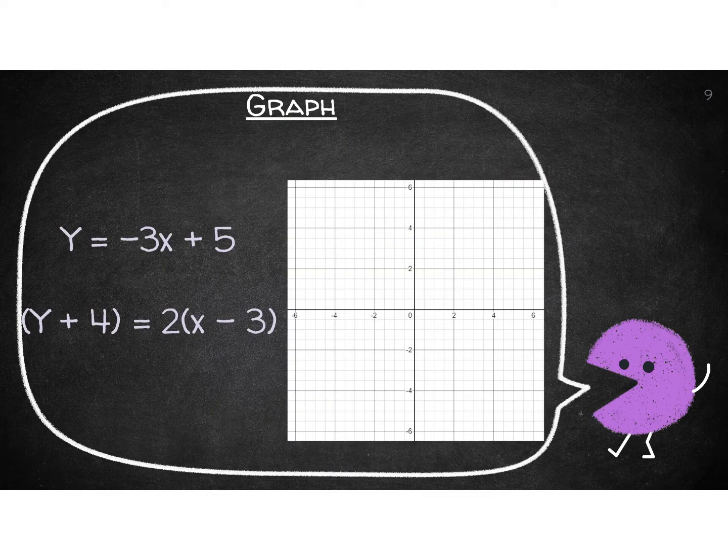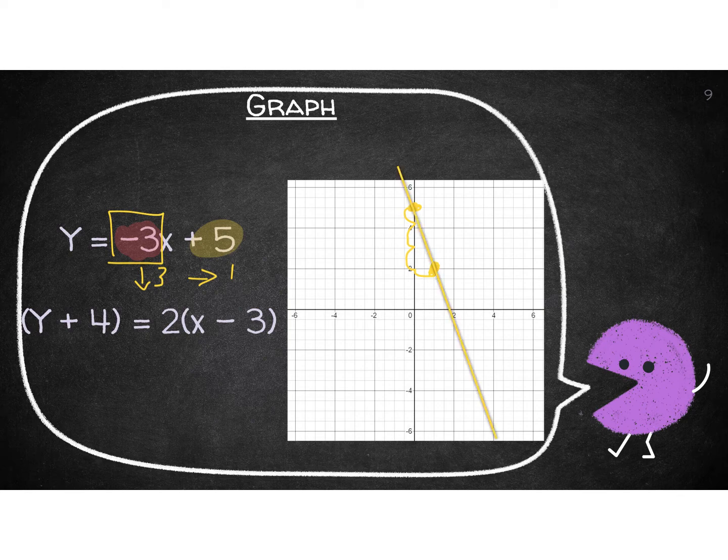Okay, and these last two, we need to be able to graph them in both ways. So this first one is in slope-intercept form, so I need to find the intercept at 5 and find my slope, negative 3, and then go from there. So my intercept is 5, positive 5, so that's right there. And then I'm going to count from there, and I'm going to count down 3. That's my m. So down 3 and over 1. 1, 2, 3, and over 1. And then I can draw my line through those points.